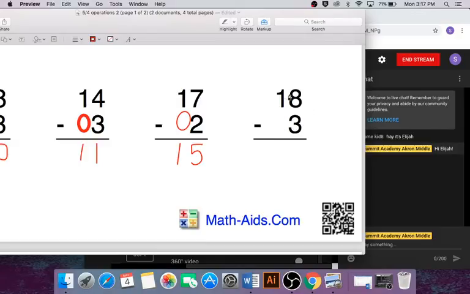Our last problem, we have 18 minus 3. Start on the right with 8 minus 3. 8 minus 3 is 5. And then we move over. We have 1 minus our 0 for place value. 1 minus 0 is 1. So our answer is 15.